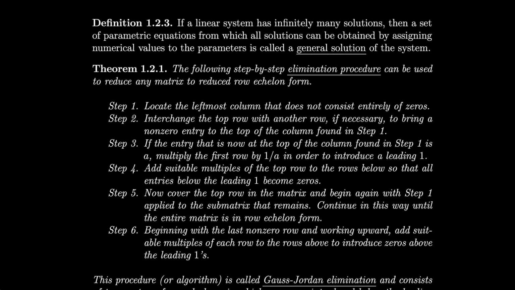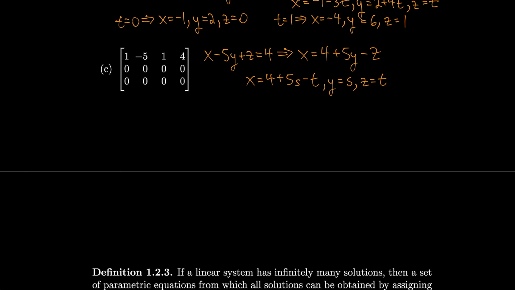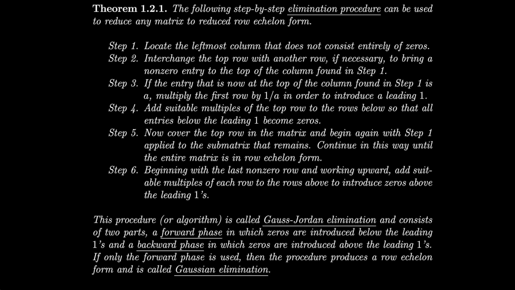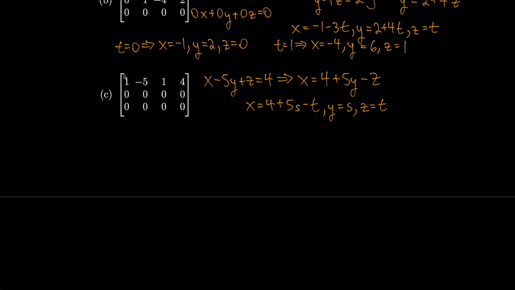Then we'll just add suitable multiples of the top row to the rows below so that all entries below the leading 1 become zeros. So we'll do whatever we need to do to cancel out the numbers underneath that leading 1 after we introduce it over there. We'll then cover the top row in the matrix and begin with step 1 applied to the submatrix that remains. Basically, once we get a 1 over here, we're going to do the exact same thing to get a 1 over here. Once we do that, we'll try to get a 1 over here.